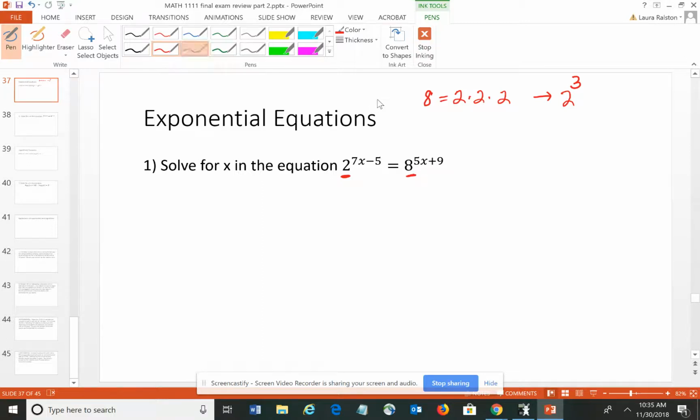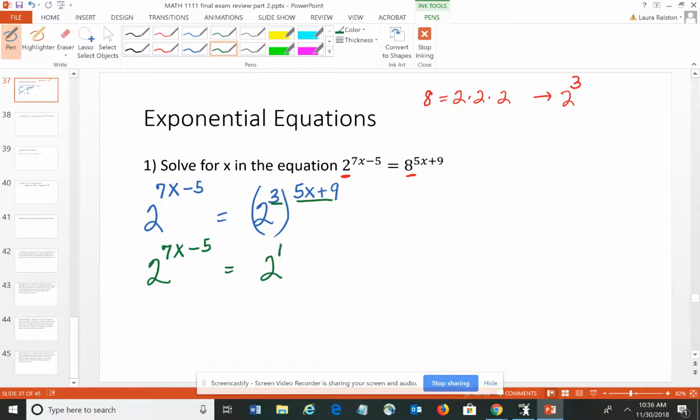So I actually can rewrite this where I have the same base. So I would have 2 to the 7x minus 5 equals 2 to the third. I'm going to replace 8 with 2 to the third raised to the 5x plus 9 power. Now, in doing that, what you have to remember is the power to a power rule, which says you're going to multiply those things together. So we have 2 to the 7x minus 5 equals 2, and then we do 3 times 5x is 15x, 3 times 9 is 27. So we have an exponent of 15x plus 27.